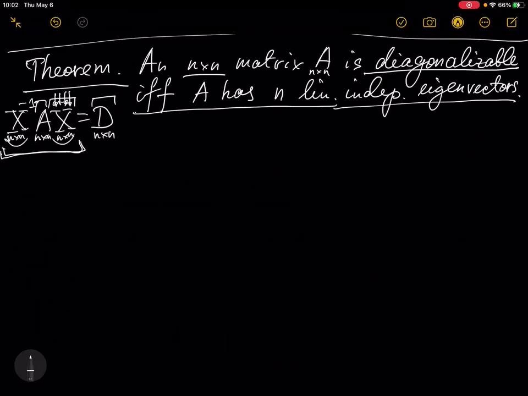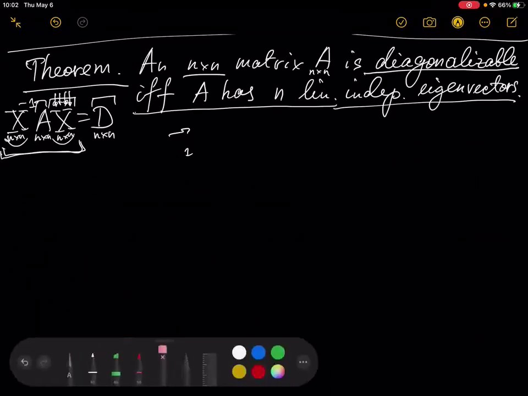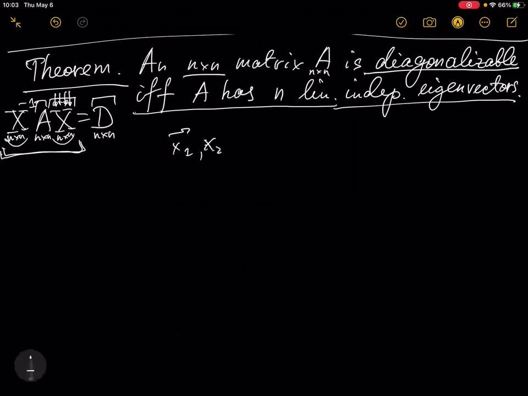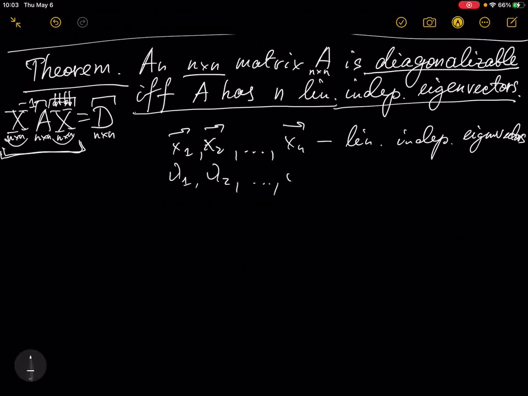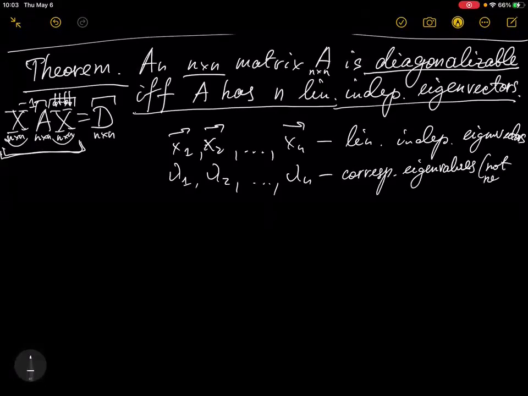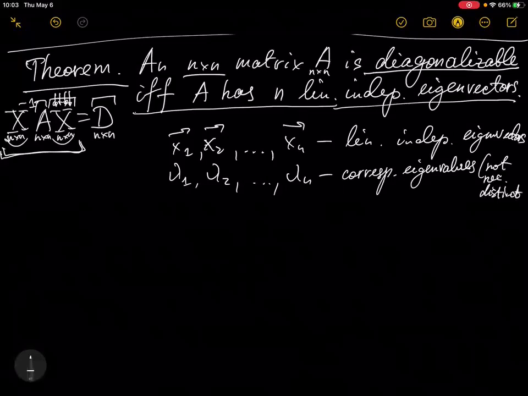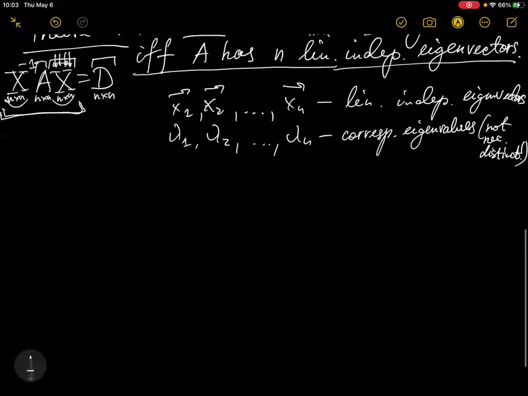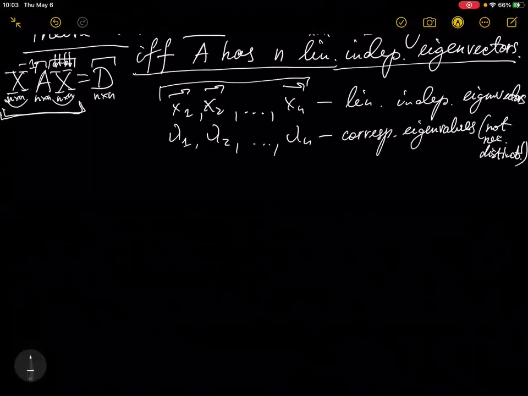Okay, so here I will use the following proof. Let us suppose that we have x1, x2, and so on, xn, linearly independent eigenvectors, and lambda 1, lambda 2, lambda n corresponding eigenvalues, not necessarily distinct. They can be repeating, doesn't matter. The main fact is that I have n linearly independent eigenvectors.